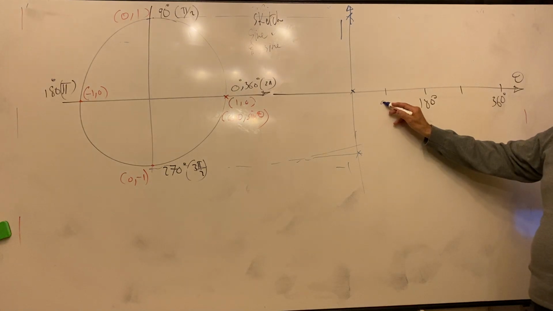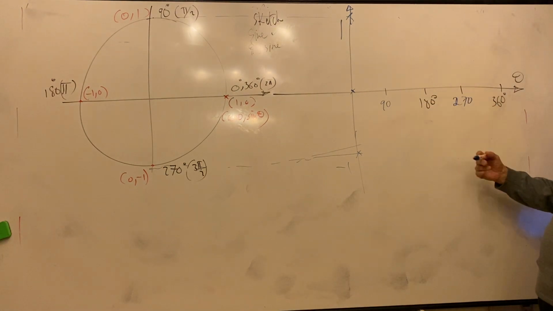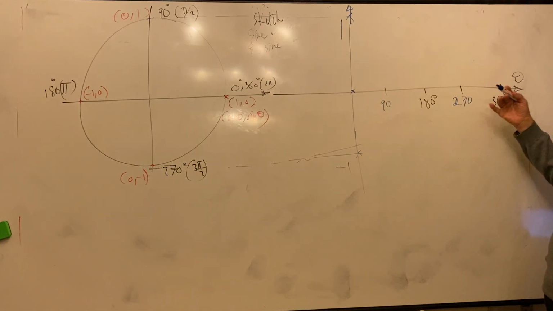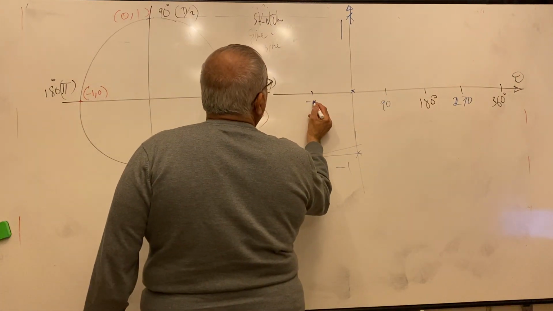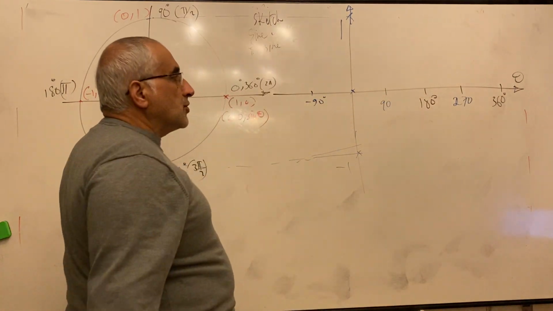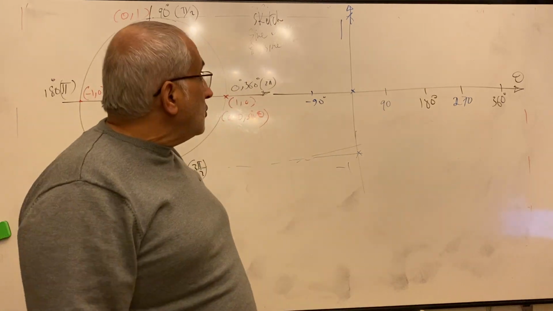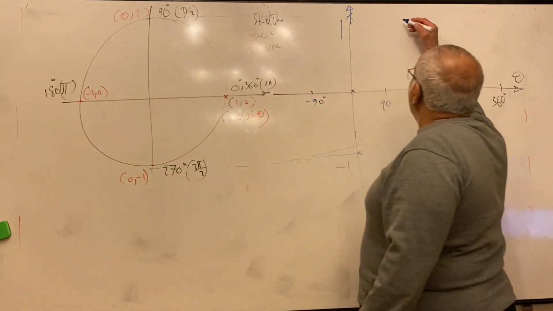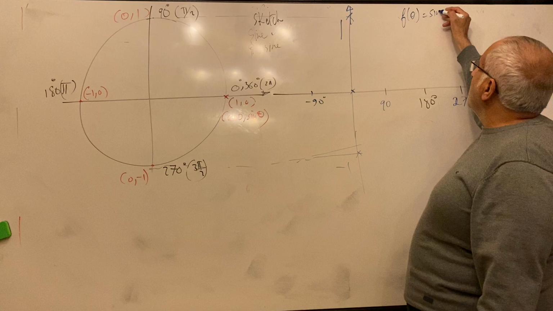And I divide it into equal parts: 90 or pi over 2, 180 or pi, 270, and 2 pi, and so on. And you can go backward that way. If this is 90, this is negative 90, and so on. So this axis is called theta, or maybe time, or maybe x values, whatever the situation. So my target here is to draw the function f of theta equals sine theta.